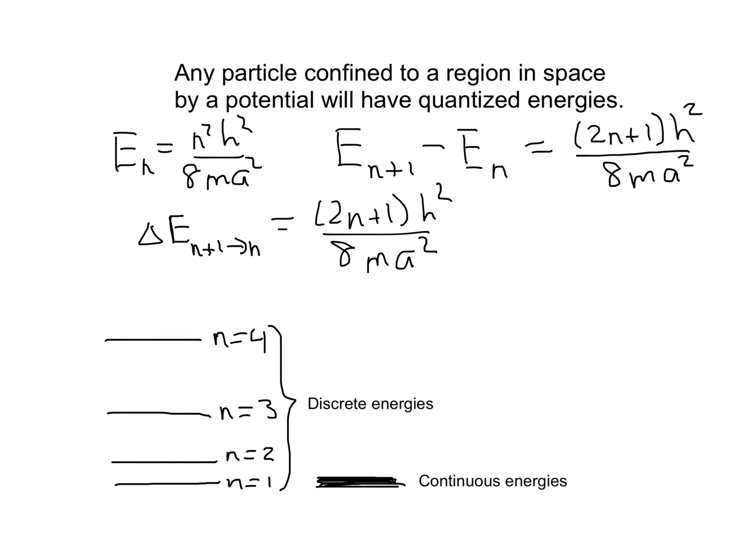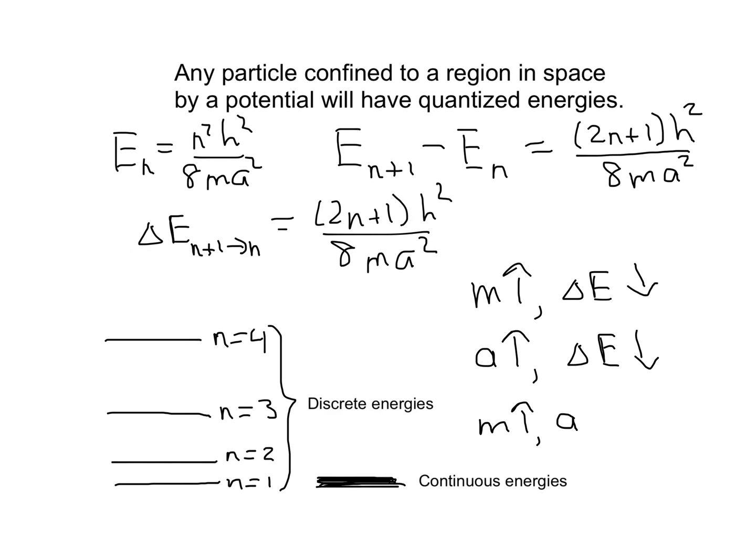So let's look at what conditions would make my change in energy very, very small. Notice that the larger the mass, or the larger the size of my box, the smaller my difference in energies. So as the mass increases, the difference in energy decreases, and as the size of my box increases, the difference between energy levels decreases. So we say that as the mass increases, or the region in space where my particle is confined, or the size of my box increases, my particle behaves more classically. It goes towards the classical limit. And that is why large particles, such as baseballs, we don't have to consider as having discrete energies.